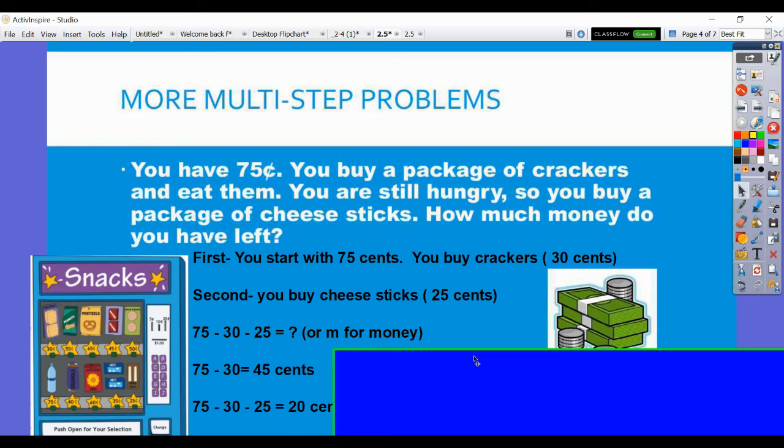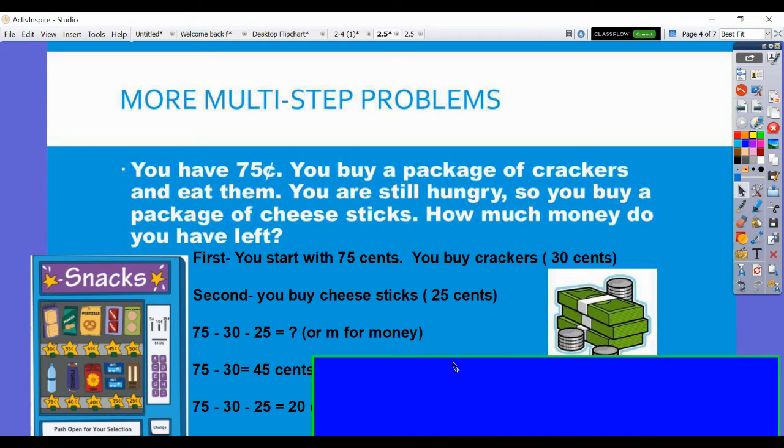So we're going to start with 75 minus 30. If I take away 70, I start with 7 dimes minus 3 dimes. That will give me 4 dimes, or 70 cents minus 30 cents is 40 cents. And then I still have this 5 cents left. 5 cents minus 0 cents is 45 cents. So after I buy the crackers, yes, I'm going to have 45 cents left.